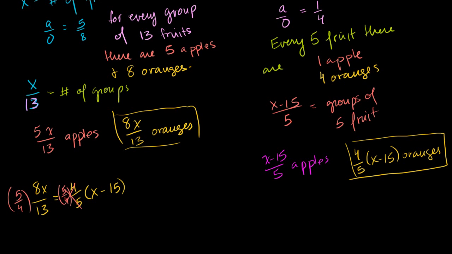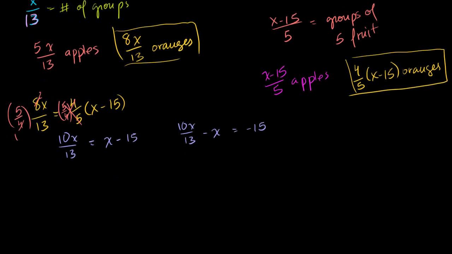So times 5 over 4 times 5 over 4. These cancel out. That just becomes 1. What does this become? You get a 4 divided by 4. You get a 2 there. This becomes 10x over 13. 10x over 13, that's the left-hand side, is equal to x minus 15. Now let's subtract x from both sides, and we get 10x over 13 minus x is equal to minus 15. Let me scroll down a little bit.